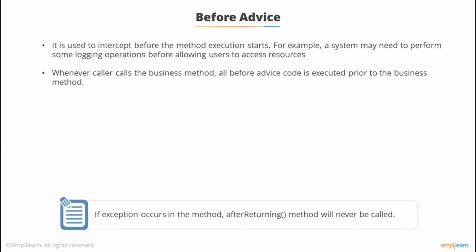The before advice is used to intercept before the method execution starts. For example, a system may need to perform some logging operation before allowing users to access resources. So whenever the caller calls the business method, all before advice code is executed prior to the business method. If an exception occurs in the method, after returning method will never be called.